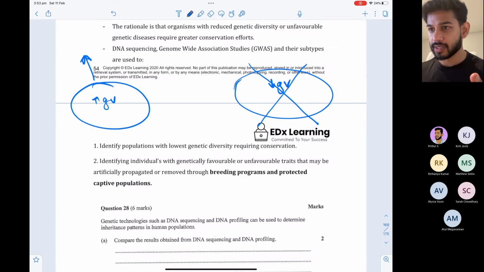And it makes sense, right? If you have more haplotypes, kind of like that crime scene question, a haplotype is a collection of SNPs. If you have more haplotypes, everyone has different SNP combinations. Everyone's different. No one's related. There's genetic variation, right? Populations with a very low number of haplotypes or low number of SNP collections have no genetic variation, and they need more conservation efforts.